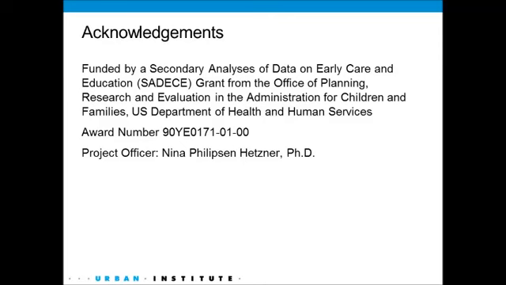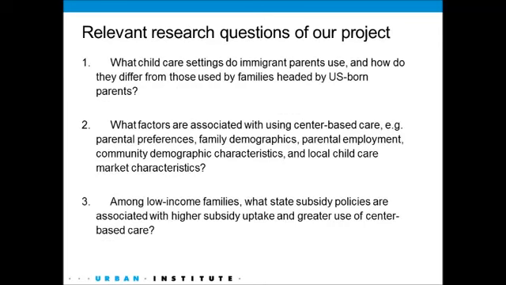We're grateful for that. We had a number of research questions, but the relevant ones for today were, first, looking at child care settings that immigrant families use and how those differ from those used by U.S.-born households. Then we were interested in what factors were associated with using center-based care, whether it's family preferences, demographics, employment characteristics, community characteristics, or the local supply of center-based child care. We were also interested in child care subsidy receipt and take-up, looking at what state or local subsidy policies are associated with higher uptake of subsidy and greater use of center-based care.